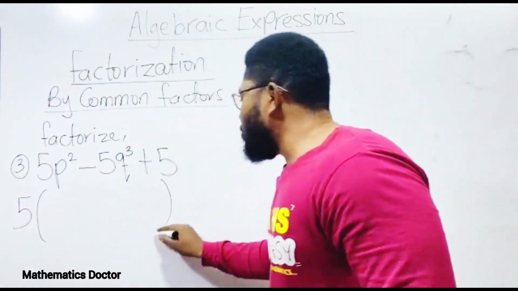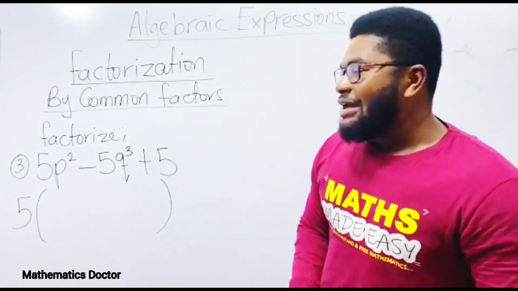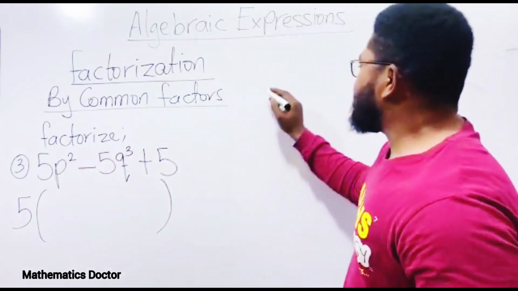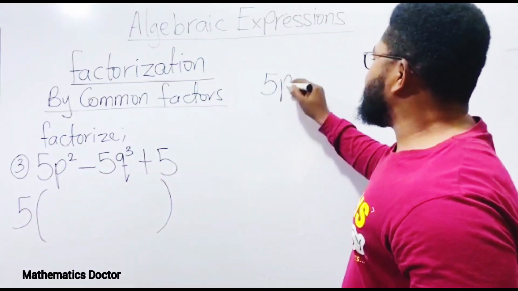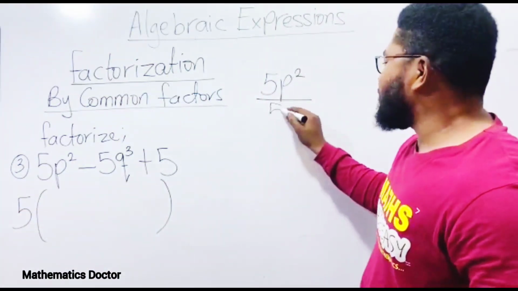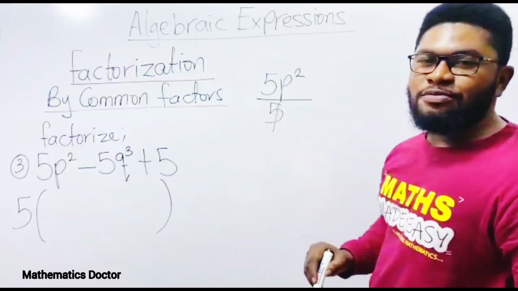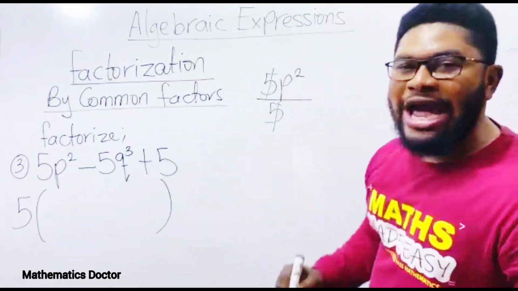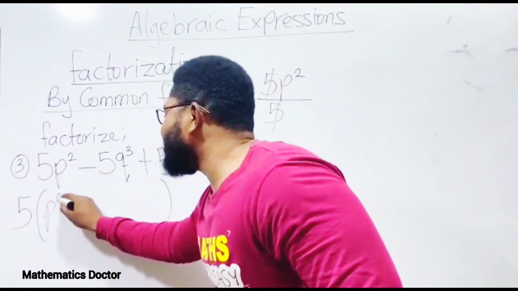We open and then we close the bracket. Now let's take the terms one after the other and divide each by 5. We take the first term, which is 5p squared. We divide it by the common factor, which is 5. 5 cancels itself to be 1, and 5 cancels 5, remaining with p squared. So we put p squared.